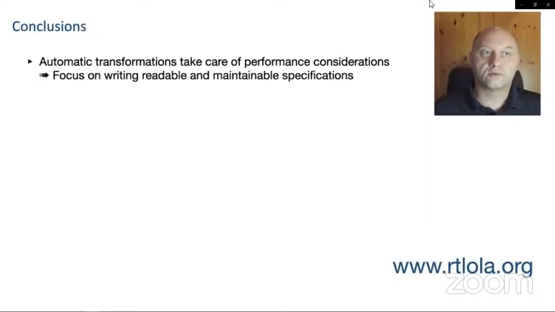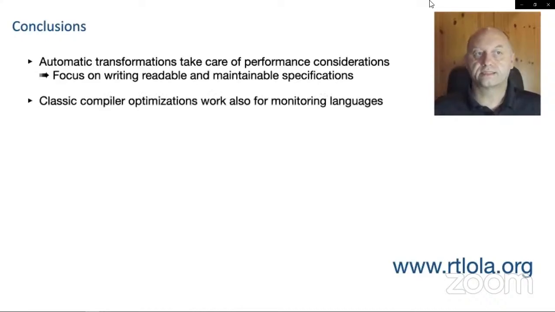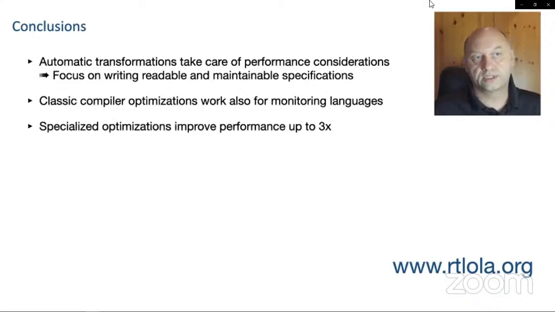So to conclude, we are actually quite pleased with these results. These automatic transformations help the developer to focus on having readable and maintainable specifications without sacrificing efficiency. We found that classic compiler optimizations like constant propagation also work for monitoring, but really the most encouraging results come from using specialized optimizations like pacing type refinement.